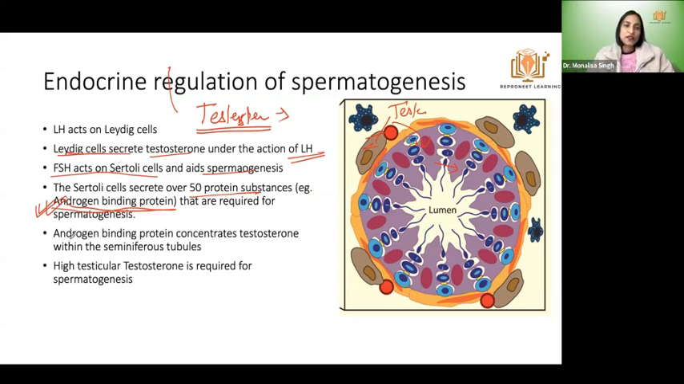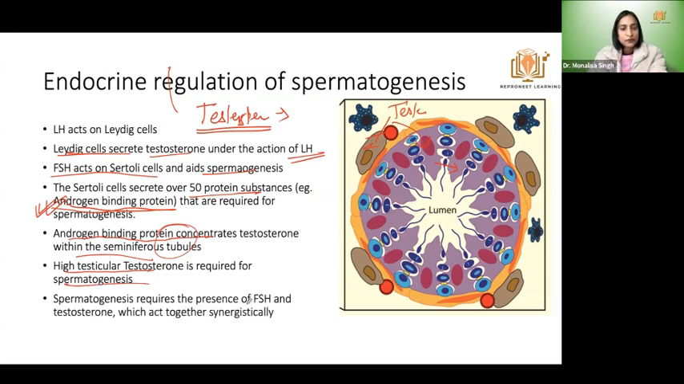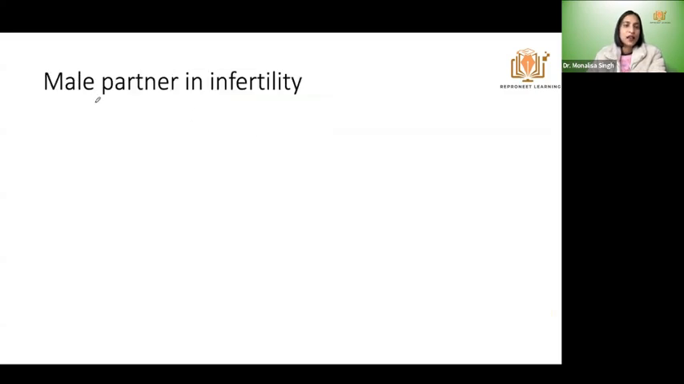You give exogenous testosterone, the person will not remain fertile if you give it for a long time. Androgen binding protein concentrates testosterone within the seminiferous tubule. So intratesticular testosterone is important. High testicular testosterone is required for spermatogenesis. In the end, it requires FSH and testosterone. Both will act on Sertoli cells, and Sertoli cells will support spermatogenesis.